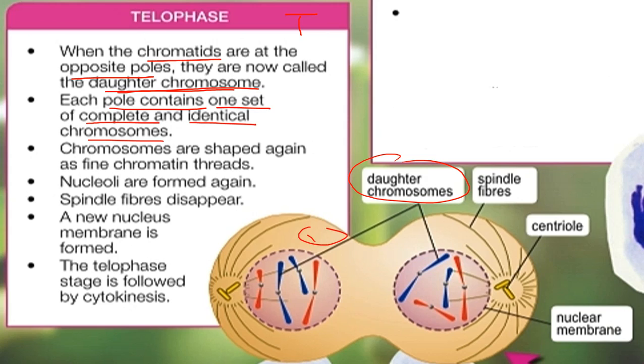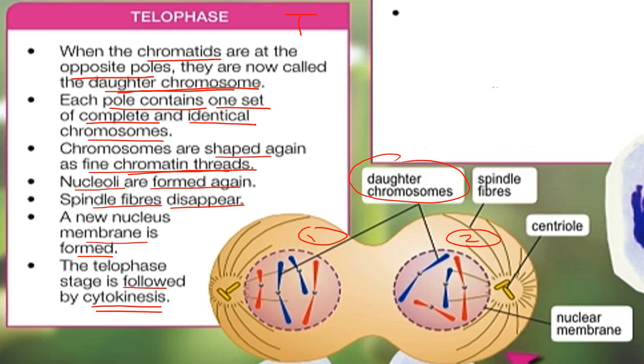So this is the first pole and second pole. They contain complete and identical chromosomes. Chromosomes are shaped again as fine chromatin threads. So dia bentuk chromatin threads balik. And then the nucleoli form again. Spindle fibers disappear. A new nuclear membrane is formed. The telophase stage is followed by cytokinesis.